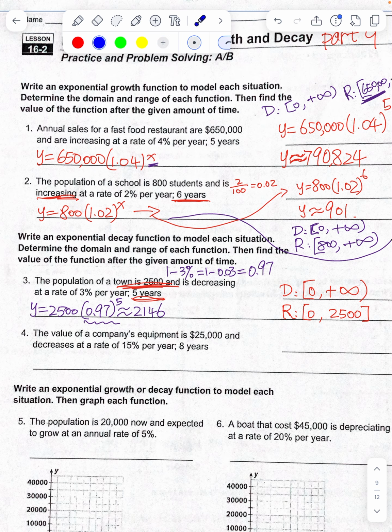So the highest value is 2,500. And the lowest, oh, no people here anymore because it's decreasing the population.